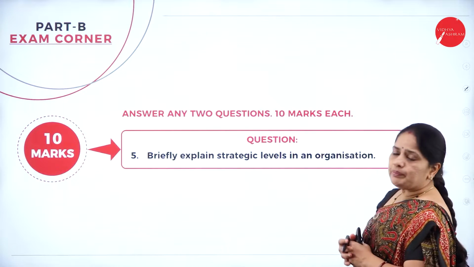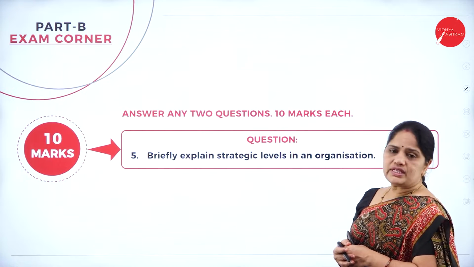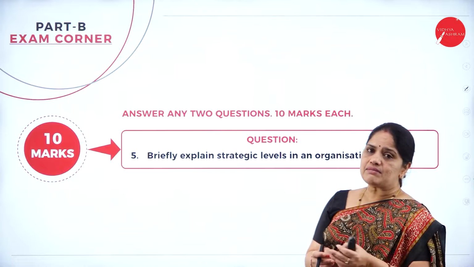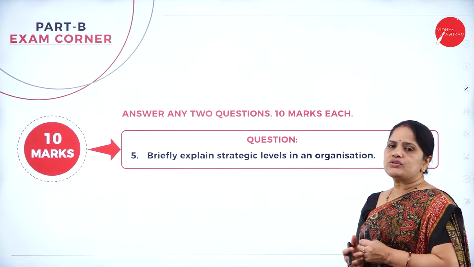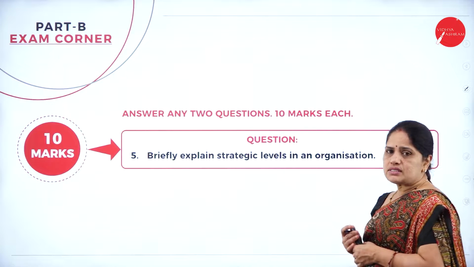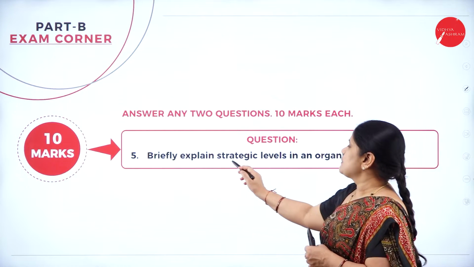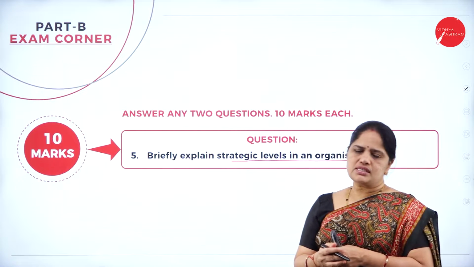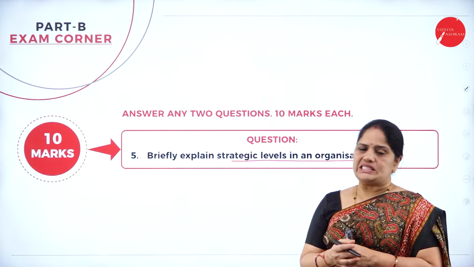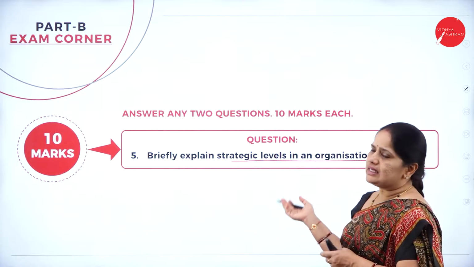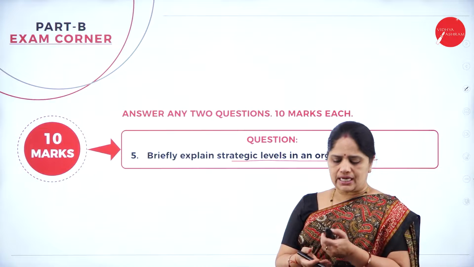Then coming to part B, in this section we have questions which carry 10 marks each. For 10 marks you will have to write at least 2 pages, and let us see what the question is here. Briefly explain the strategic levels in an organization. This is the most repeated question of the business policy paper. Any paper you see, you will find a question on strategic levels.